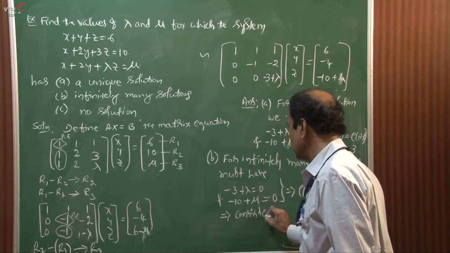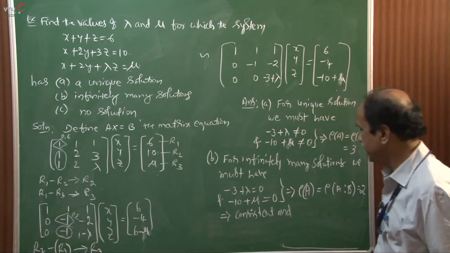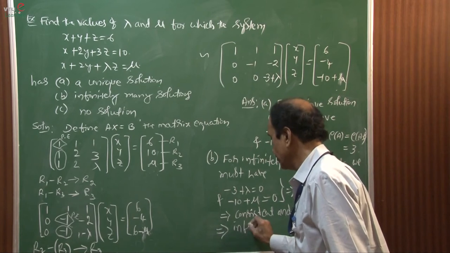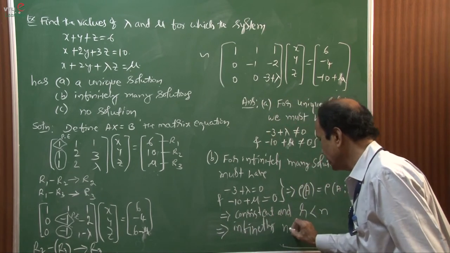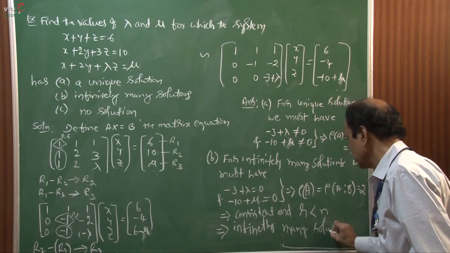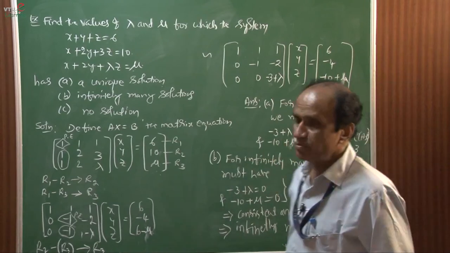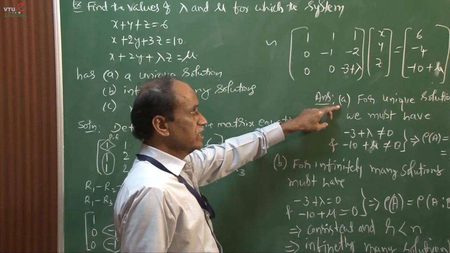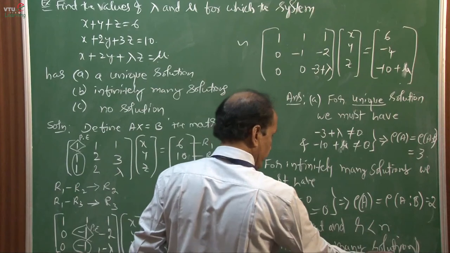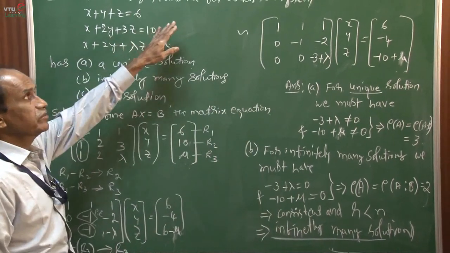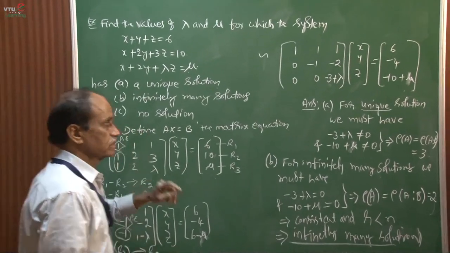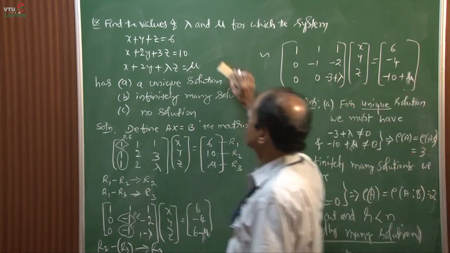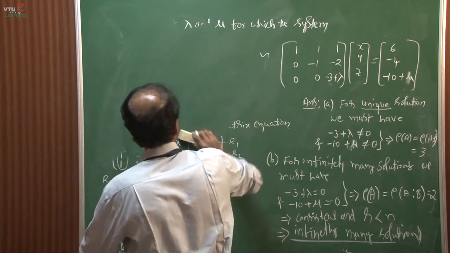If this is the case, then consistent, and R is less than N. This clearly indicates infinitely many solutions. So this is a very important thing that you have to focus upon, the conditions. First one, unique solution. Second one, infinitely many solutions. What are the conditions when these parameters appear? And the last question, no solution. No solution is possible when ranks are not equal. That's all.